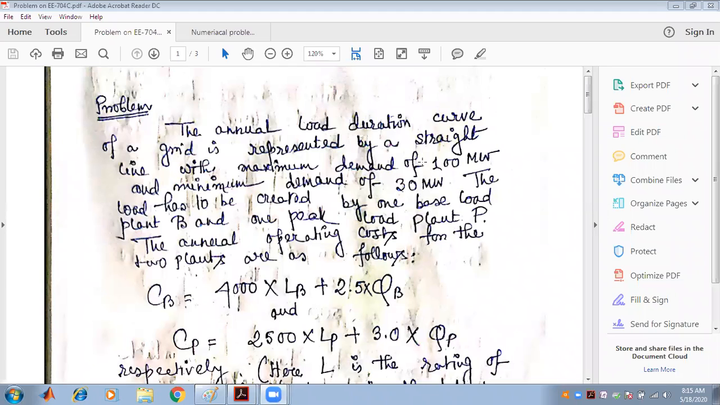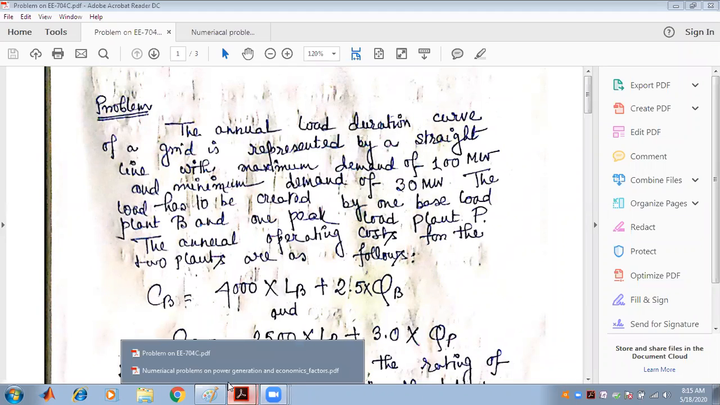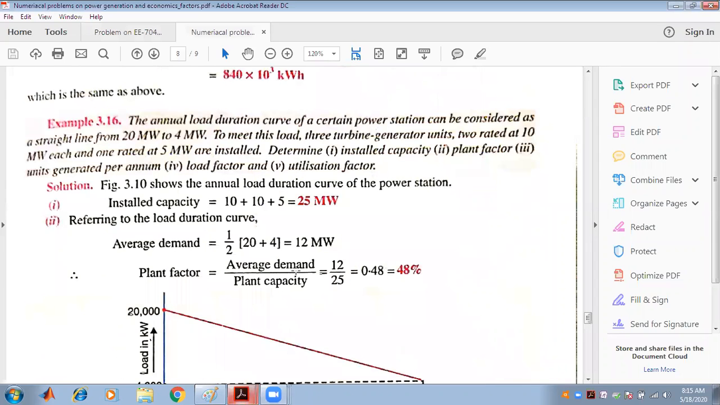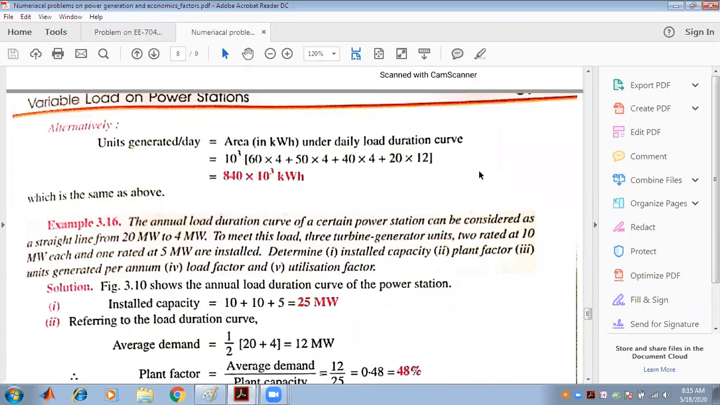So let us take one of the problems. It is given that the annual load duration curve of a certain power station can be considered as a straight line from 20 megawatt to 4 megawatt. To meet this load, three turbine generator units, two rated at 10 megawatt each and one rated at 5 megawatt, are installed. Determine number one, installed capacity; number two, plant factor; number three, units generated per annum; number four, load factor; and number five, utilization factor.